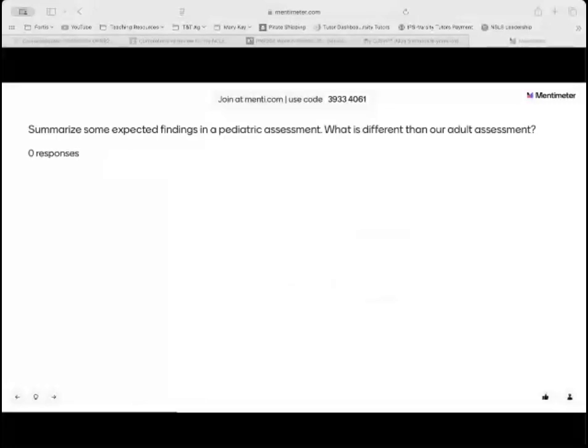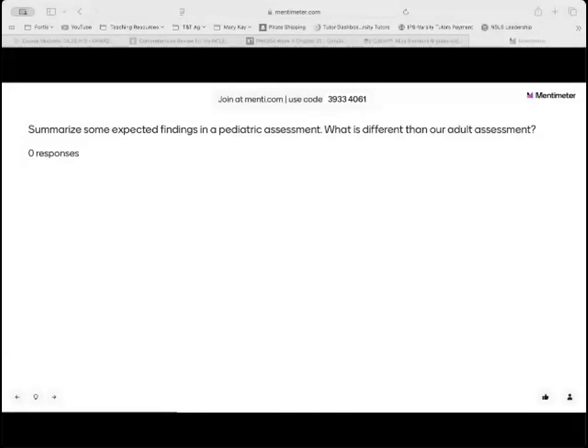Okay. So as we're thinking about those assessment skills that we're doing with our pediatric patients, what's different in a pediatric assessment, either in what we find or how we do it, than adults? What are some things that we expect to find in our pediatric patients that we may or may not with adults? Higher rates. Yep, our vital signs are different. Their body might not function like fully as an adult would.